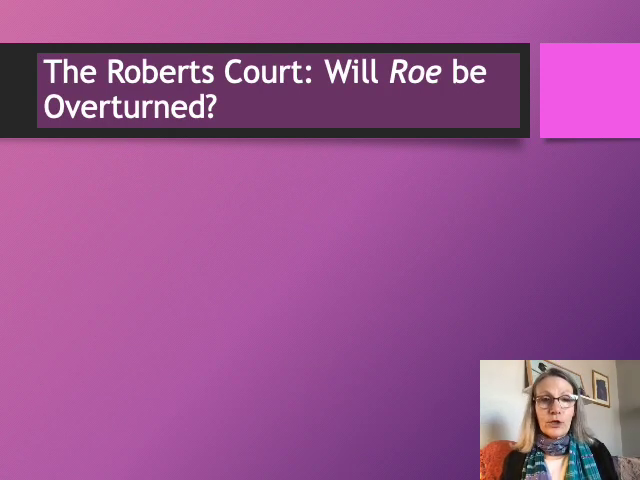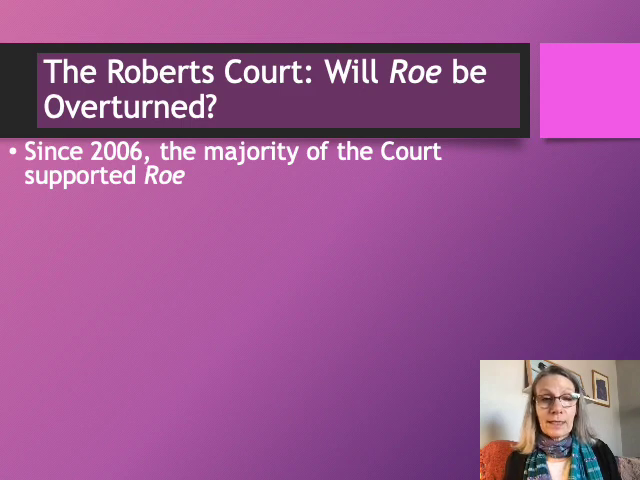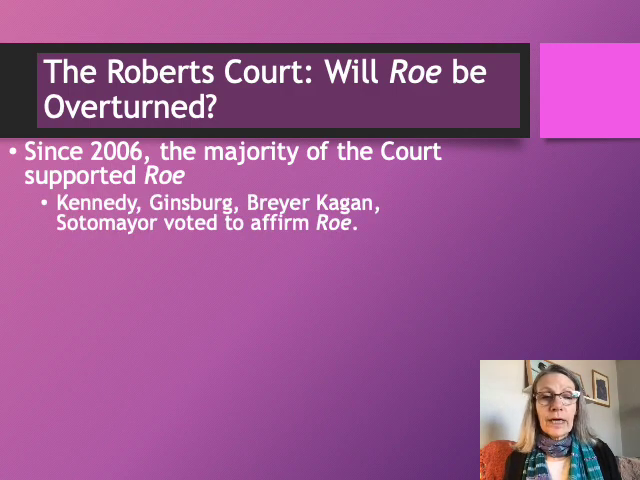All right, so this brings us to the Roberts Court and the big question about whether or not Roe v. Wade will be overturned during his tenure as Chief Justice. Chief Justice Roberts has been the Chief Justice since 2006. That's when the Roberts Court began. And for most of the time since he's been Chief Justice, the majority of the court has supported Roe. When you look at Justices Kennedy, Ginsburg, Breyer, Kagan, and Sotomayor, all of them have voted to affirm Roe. Keep in mind that Anthony Kennedy was on the bench and ruled in favor of Roe in Casey, the case that we just discussed.